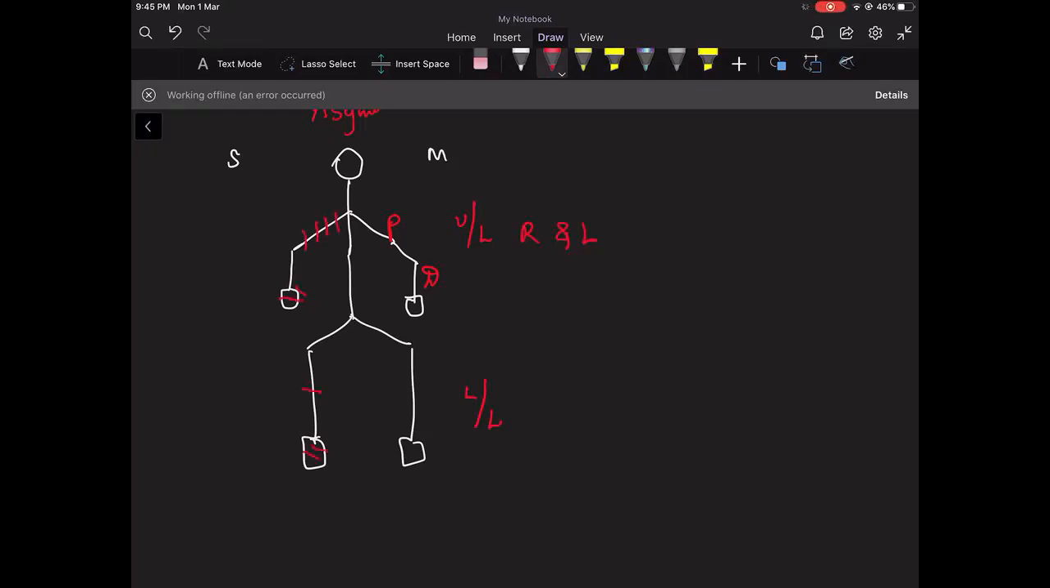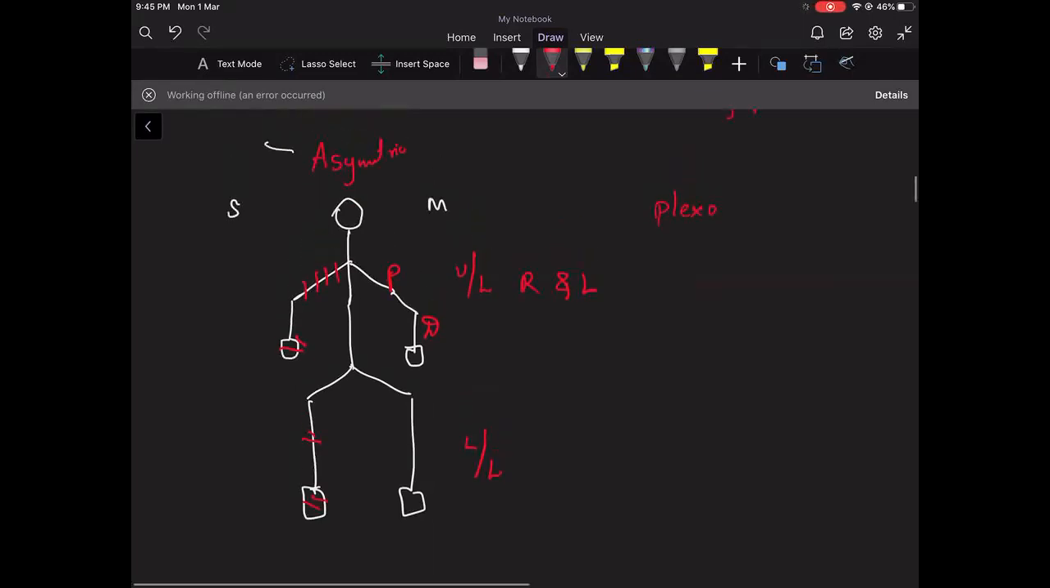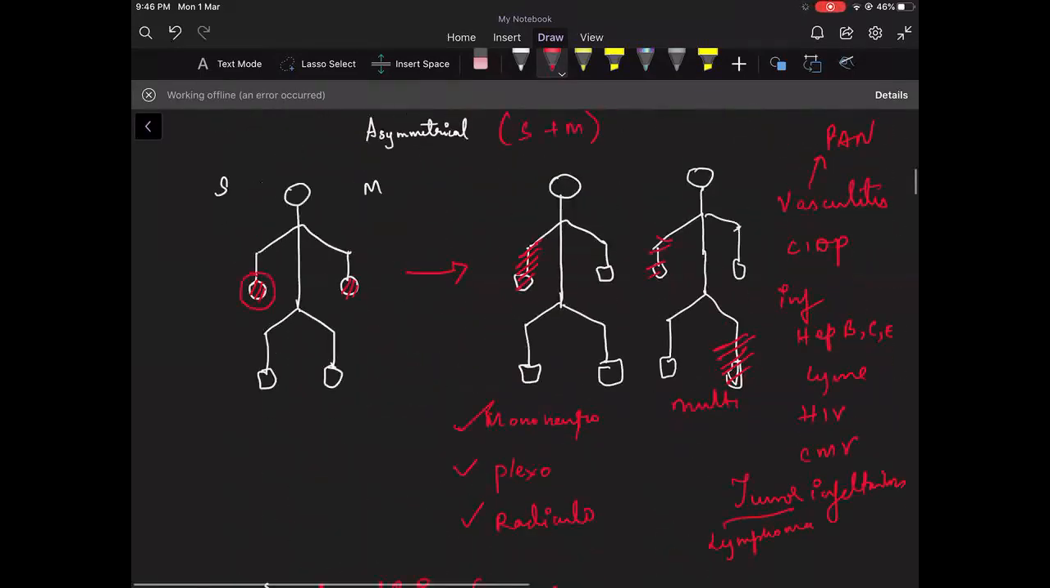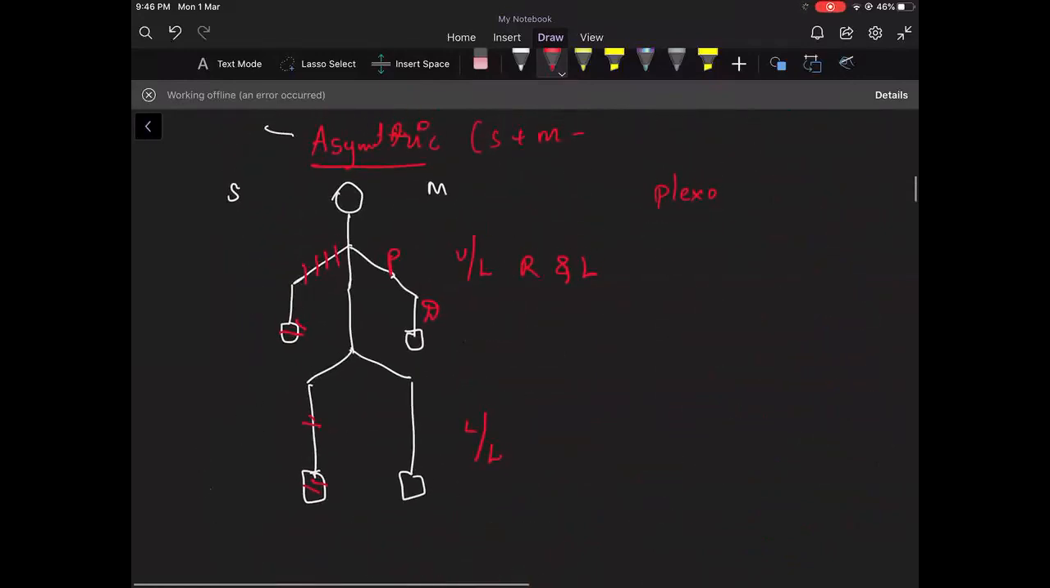This kind of presentation we classically see in plexopathies. So the patient is having asymmetric sensory plus motor involvement, which is not uniform. Here we see it only in the distal part. Here it is proximally also affected and distal also affected, and it could be unilateral. It could be the upper limb also, lower limb also. It could be unilateral also, or could be bilateral also. It could be right side or left side. And this kind of presentation we see in plexopathies.